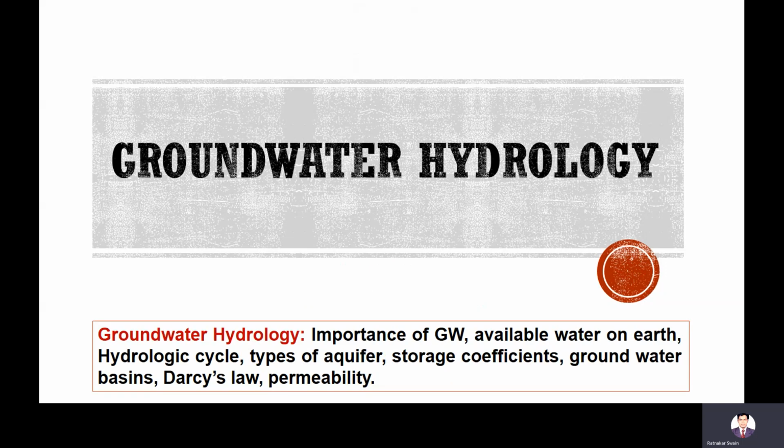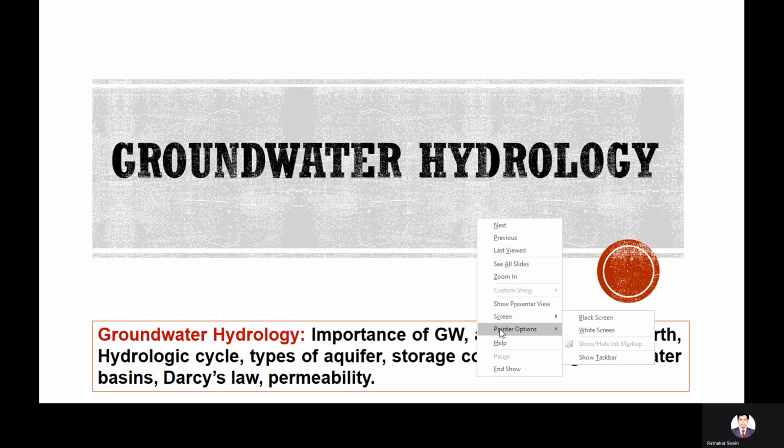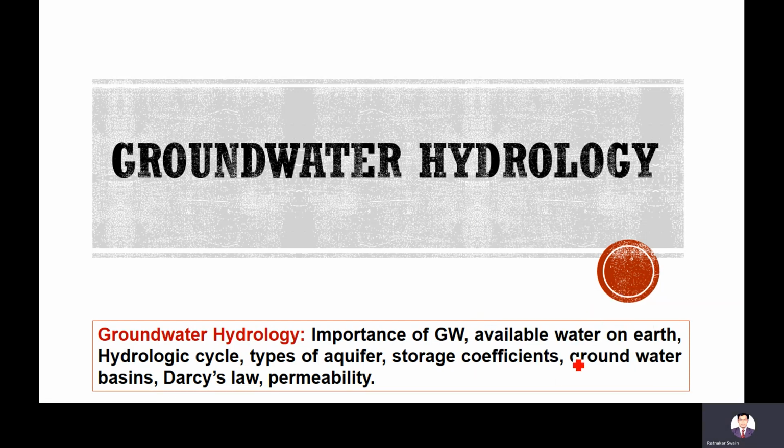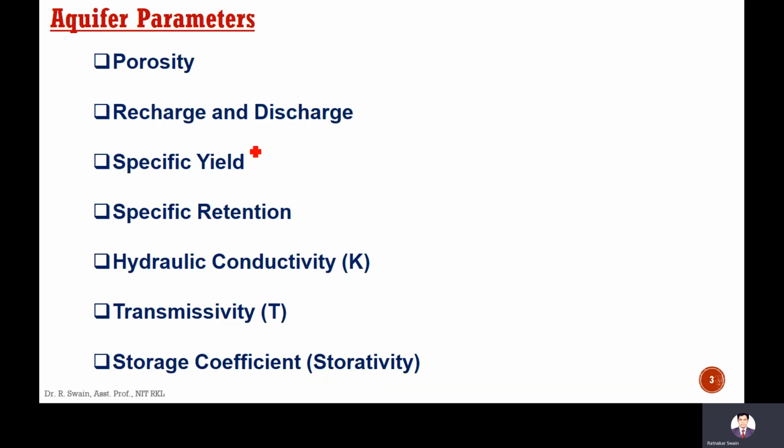Today we'll continue that chapter, groundwater hydrology. In the last class, we discussed different aquifer parameters. Now we are continuing with storage coefficients. Some of the aquifer parameters were discussed in the last class, and today we'll discuss the remaining portion of these aquifer parameters.